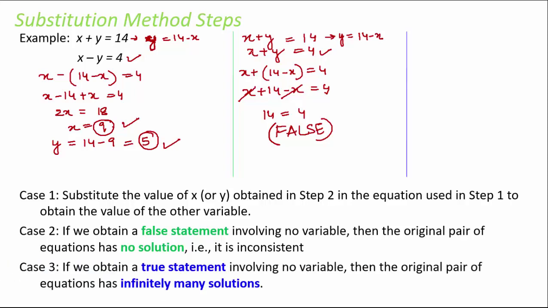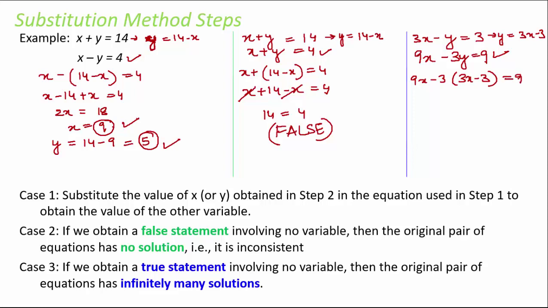Now there could be a third case where we obtain a true statement involving no variable. That means the original pair of equations has infinitely many solutions. So again, let us take an example of infinite solutions. That is case 3. Let us suppose you have two equations, 3x minus y is equal to 3 and 9x minus 3y is equal to 9. Do the same substitution. So y is equal to 3x minus 3. Now you put that value in this equation.